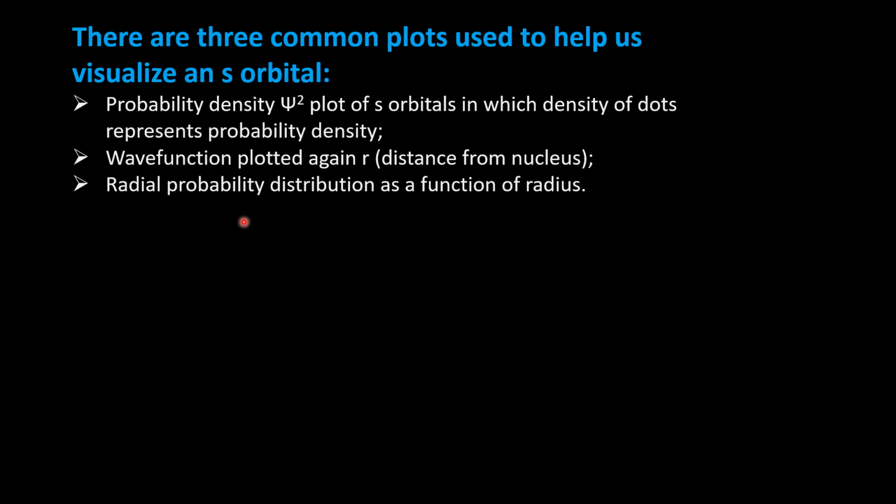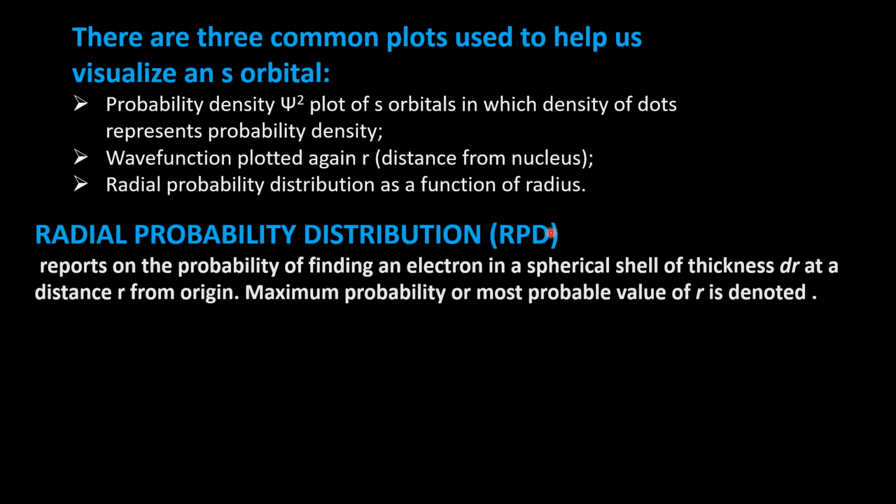Whenever we plot the radial probability distribution as a function of radius, it again depends on the distance from the nucleus. The radial probability density distribution, or RPD, reports the probability of finding the electron in a spherical shell of thickness dr. Every shell has some thickness and some concentrated areas where there is the maximum probability of finding the electron. So it tells us the probability of finding the electron in a spherical shell of thickness dr at distance r from the origin.